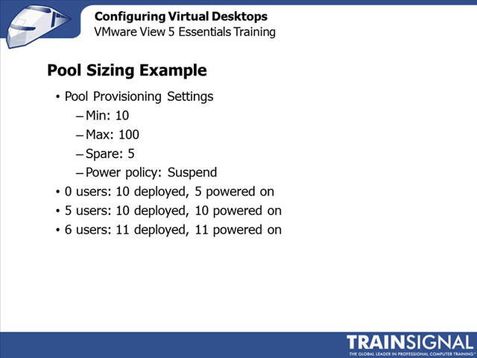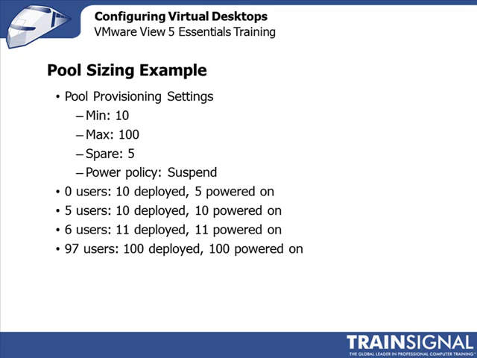Now what happens when I get that 6th user connected? Well, now I have to deploy a new VM, so that's where my 11th one is deployed. That 11th one is deployed in order to keep up with the 5 spares that I need to have available. So now that I've done 6, I would only have 4 spares if I left it without any other desktops provisioned. So now it needs to provision and power on one more desktop in order to allow me to have my 5 spares.